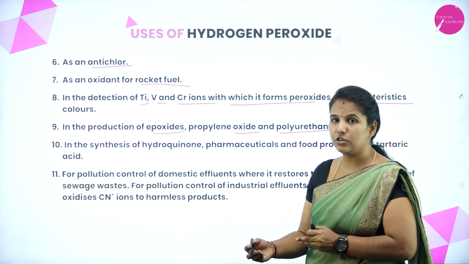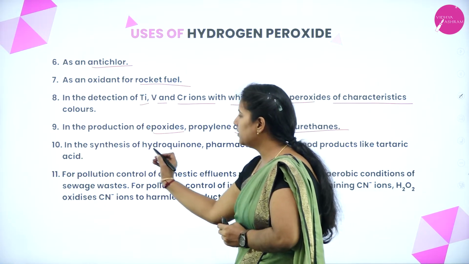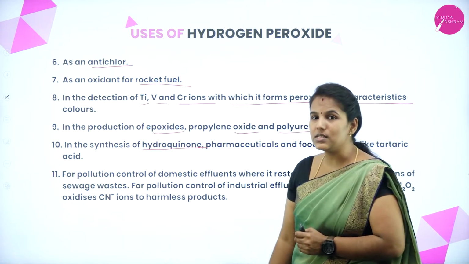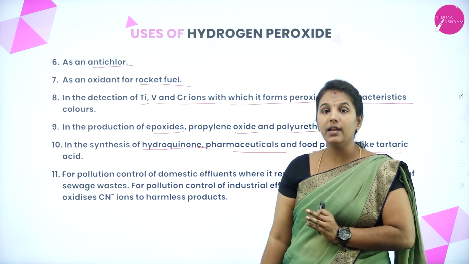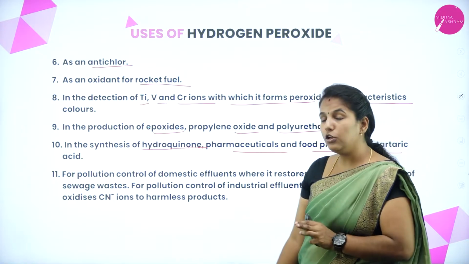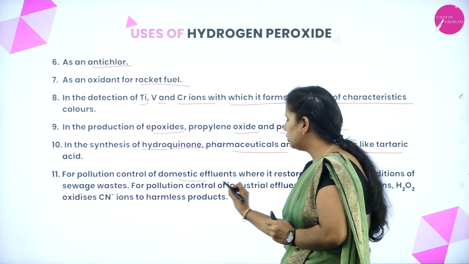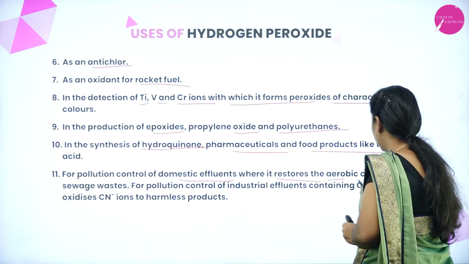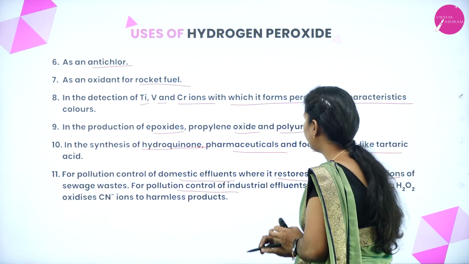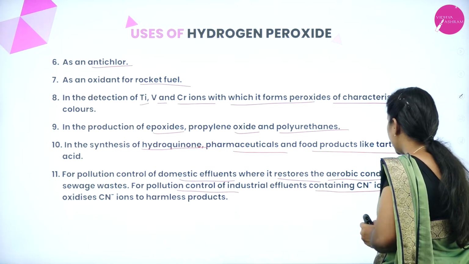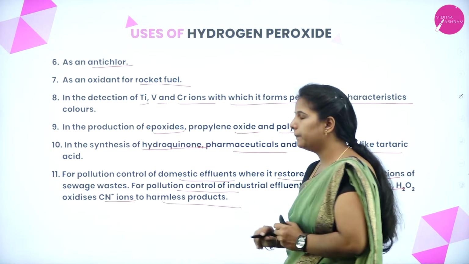also, in that production also we use what? Hydrogen peroxide. And not only this, we also use this hydrogen peroxide in the synthesis of hydroquinone, pharmaceuticals and food products like tartaric acid, and in pollution control also we use hydrogen peroxide, especially with domestic effluents, where it restores the aerobic conditions of sewage wastes, and for the pollution control of industrial effluents which contain cyanide ions, hydrogen peroxide oxidizes the cyanide ions to a harmless product.